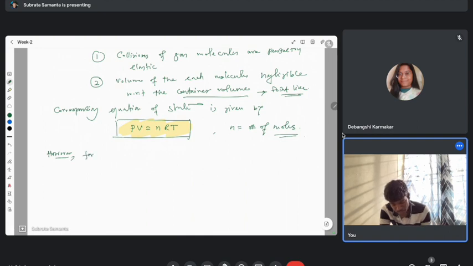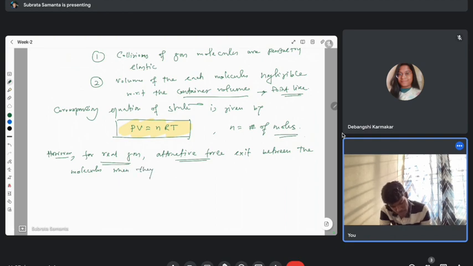However, for real gas, an attractive force exists between the molecules when they collide. This gives rise to sticky collisions. I will come to this point. What is a sticky collision?